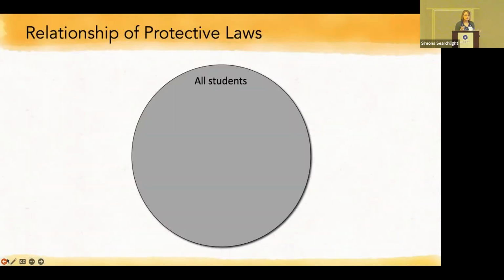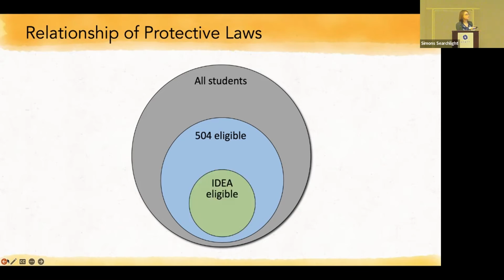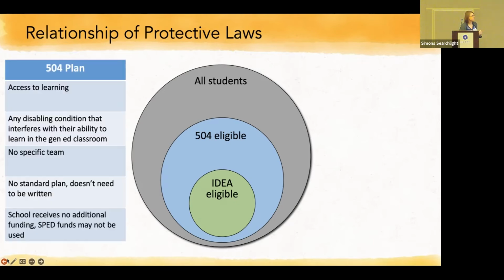So of all the students out there in the world or in our country, some subset of those kids are going to be eligible for what we call a 504 plan, protections under 504. And then a smaller set of those kids are eligible under IDEA and qualify for an IEP.